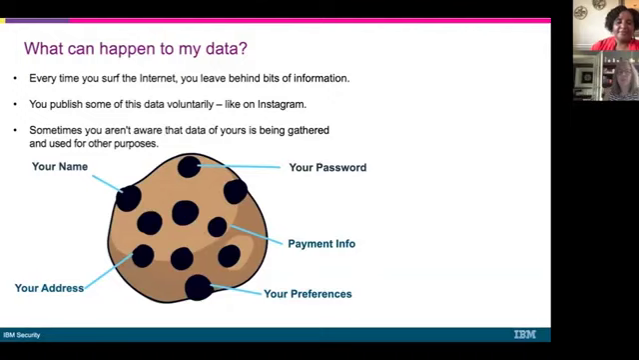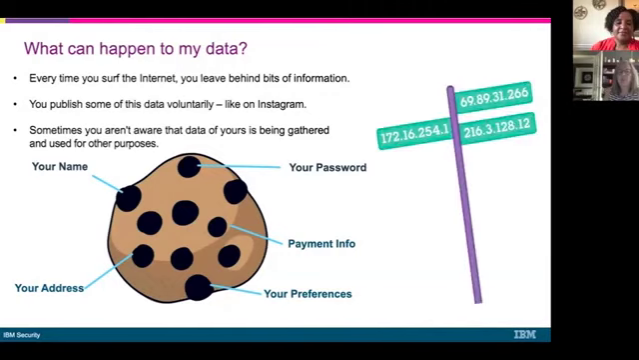This is called cookies. Another thing is something called an IP address. IP stands for Internet Protocol Address. A computer gets this address when it connects to the internet. If you connect your cell phone, an iPad, or a computer, you get an IP address.